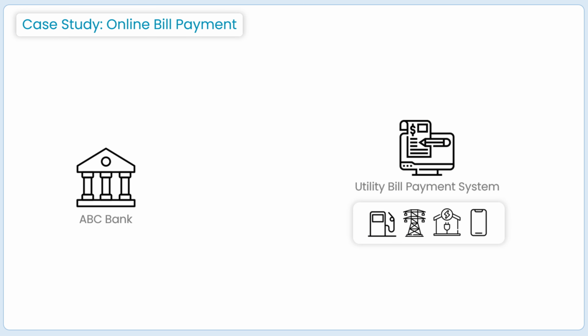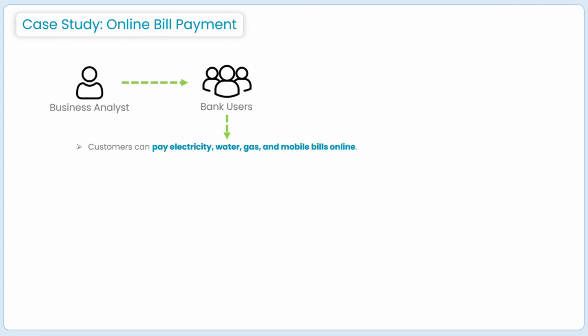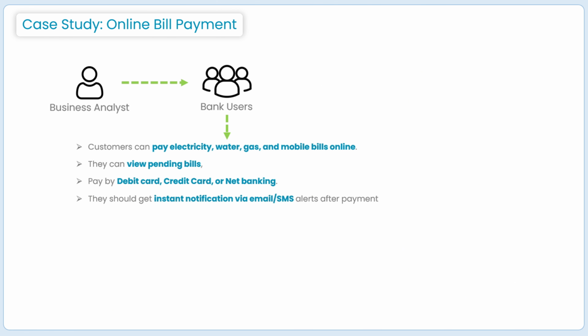In this case study, let's consider a bank called ABC and they want to build an online utility bill payment system using the waterfall model. Now, the business analyst will start the requirement gathering process. The business analyst talks to the bank users and other stakeholders. The bank team confirms that they want features like customers can pay electricity, water, gas, and mobile bills online. They can view pending bills, pay by debit card, credit card, or net banking. They should get instant notification via SMS and email for all the payments done.